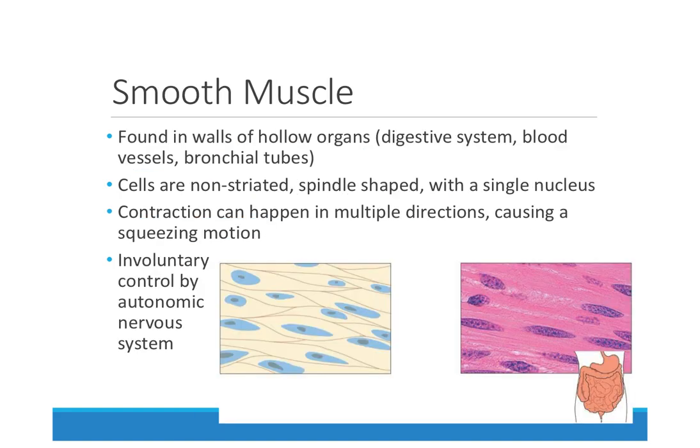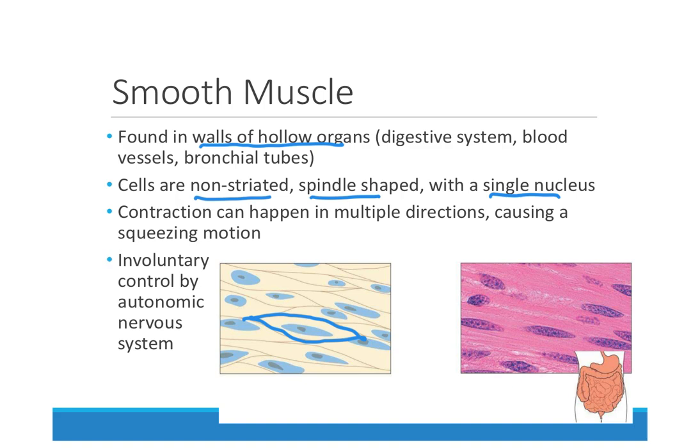The second type of muscle tissue is smooth muscle tissue. This is the type of muscle that's found in the walls of various organs, the organs of your digestive system, your blood vessels, the bronchial tubes. These cells do not have stripes. They're non-striated under the microscope. They have a spindle shape, which basically means they're an oval with a point on the end. And you can see how that allows them to nestle into each other. And each cell has a single nucleus, no multinucleated cells here.